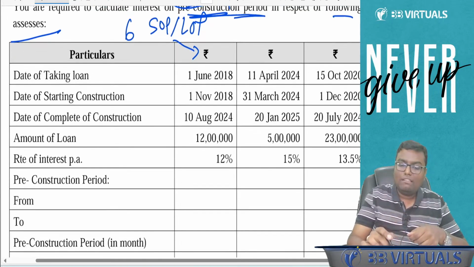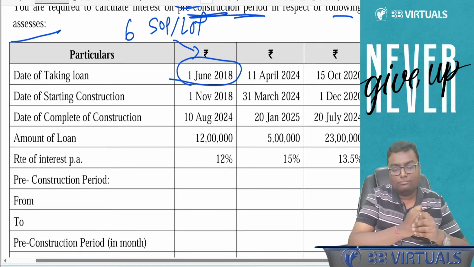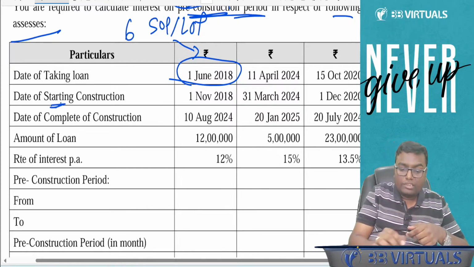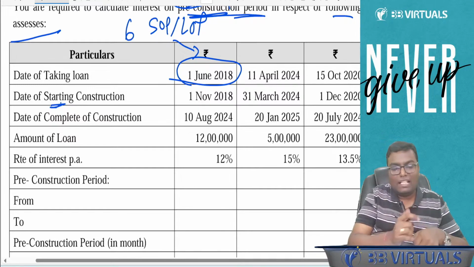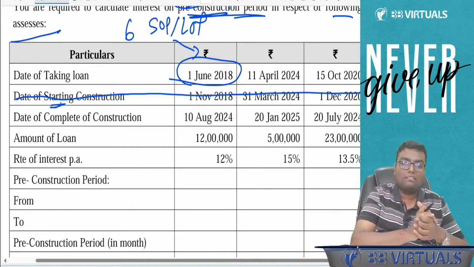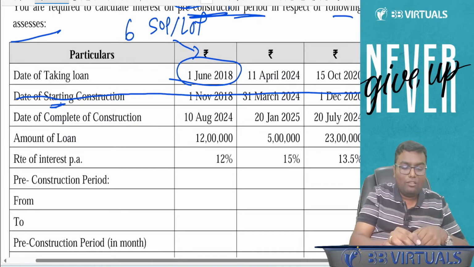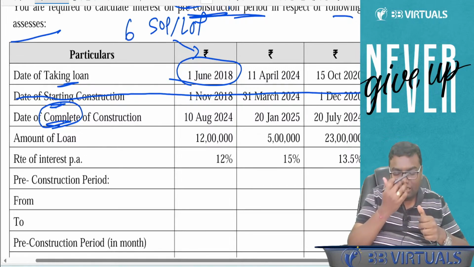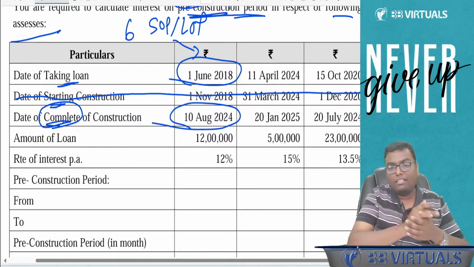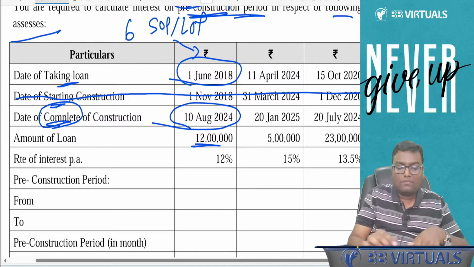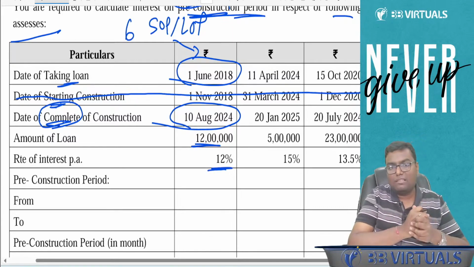First of all, loan is taken on 1st June 2018. Construction started on 1st November 2018. Can I say I am least concerned with the date of starting the construction? I'm least concerned. I'm concerned with the date of loan. I'm concerned with the completion of construction. Here the construction is completed on 10th August 2024. The amount of loan is 12 lakh. The rate of interest is 12%.